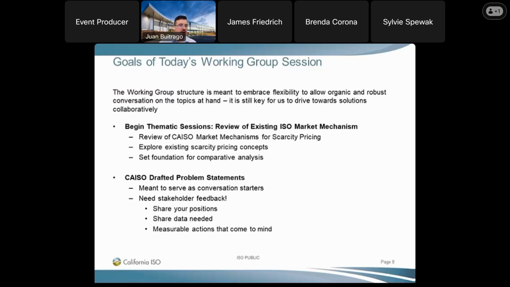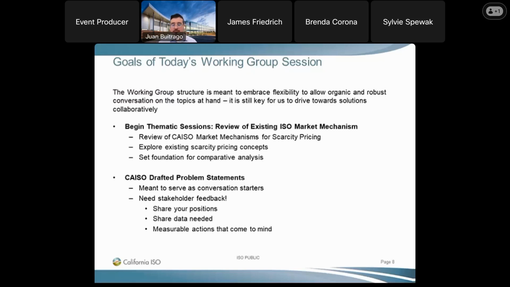Again, going to that assessment portion of the problem statement flow that you saw on the previous slide. And then again, at the end, we are going to go through these CAISO drafted problem statements. So I just want to reiterate that these are meant to serve as conversation starters. I'm really looking for this community to weigh in here and have a very open discussion. We need that stakeholder feedback. So again, please share your positions, share what data you need if you feel like you cannot form a position right now. What can we do to assist you in then being able to arrive to that and begin this conversation and this back and forth?